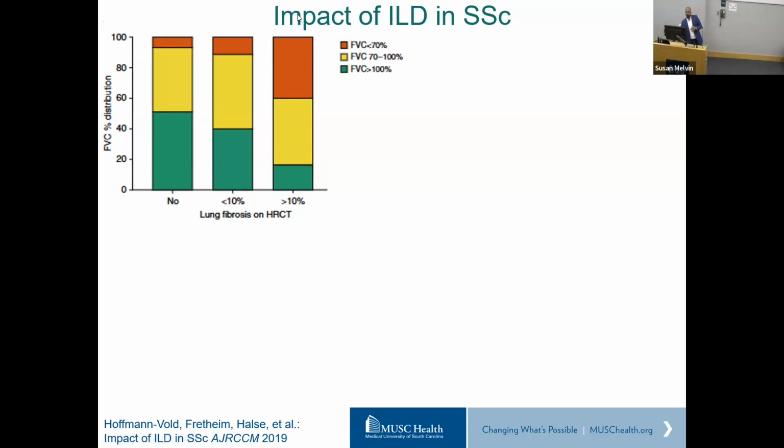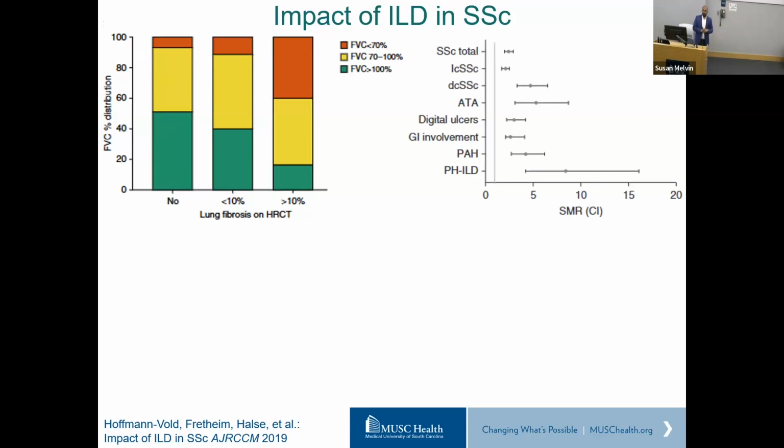And if you look at the three categories, you see people with more than 100% of what we predict them to have, the amount of air that you're moving, 70 to 100%, and less than 70%. You can see how that distribution falls across patients who don't have any scarring. You have a higher proportion of people with normal or intermediary lung function as compared to those who have at least 10% fibrosis on a CT scan. And you know that that scarring is having an impact on your lung function.